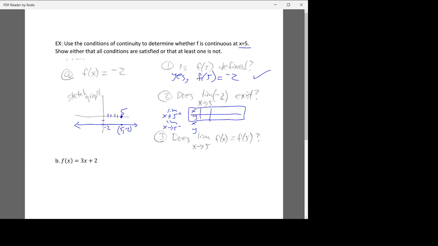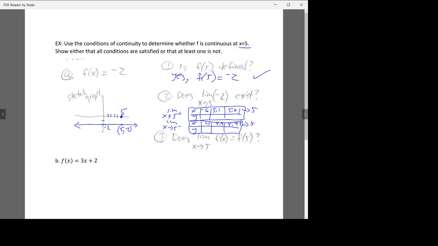This is the hardcore way. Some of you are visual people, and you're saying to yourself, visually I see it works, but I'm going to do this the hardcore way. So from the right, 6, 5.1, and 5.01. Those are going to 5. And from the left, 4, 4.9, 4.99. Those are going to 5. And then we just plug it in.